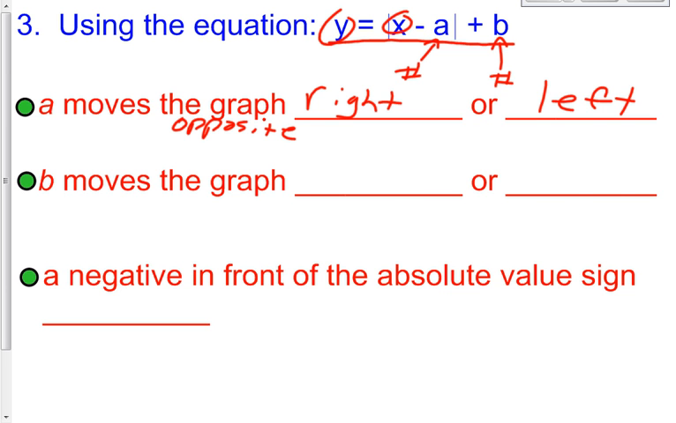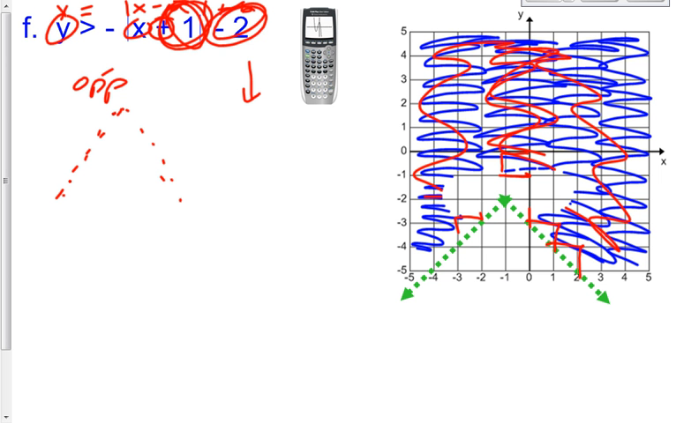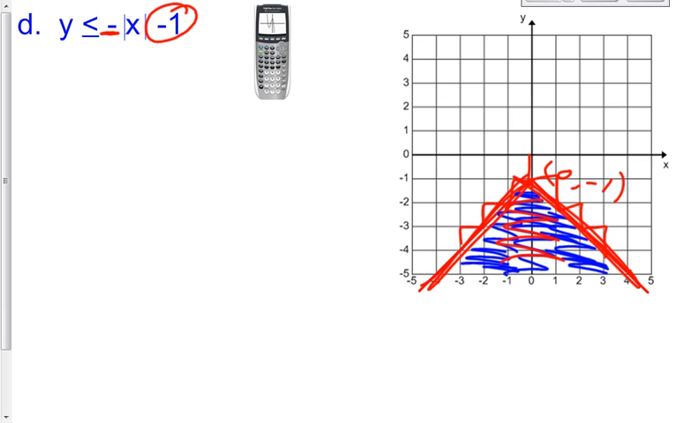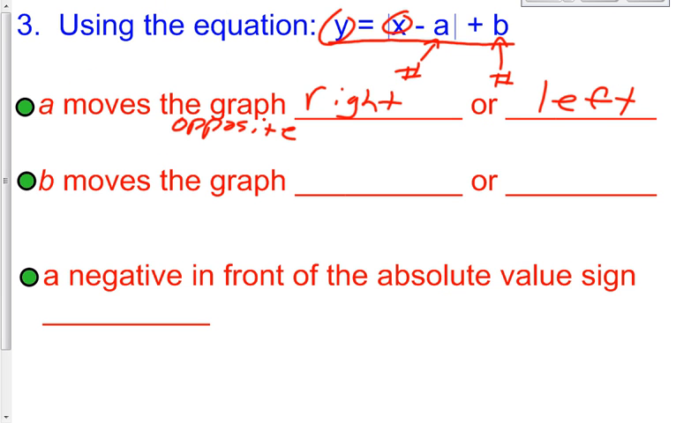Opposite. The b value, as you saw with this one, this negative 2 moved it down 2 units from my origin. Here's my origin right here. It moved it down 2 units. This positive 3, it moved it up 1, 2, 3 units. This one right here, my b value was a negative 1. It moved it down 1 unit. So as you can see, the b value moves the graph up or down.